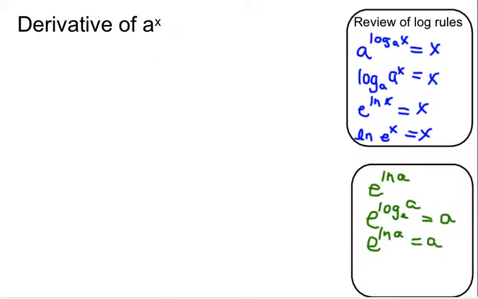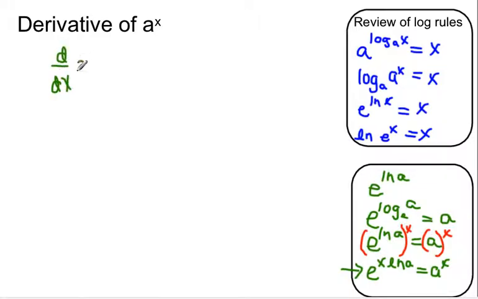Now, if I raise both of these sides to the x power, I'm going to bring the x out front, so I get e to the x to the ln of a is going to equal a to the x. Okay, this is going to be helpful for us in the proof that we do, because when I go to take the derivative of a to the x, I don't know how to take that, but I do know how to take the derivative of this left side.